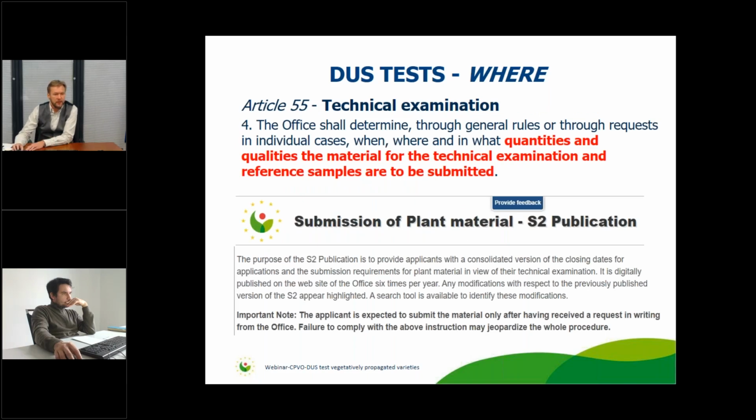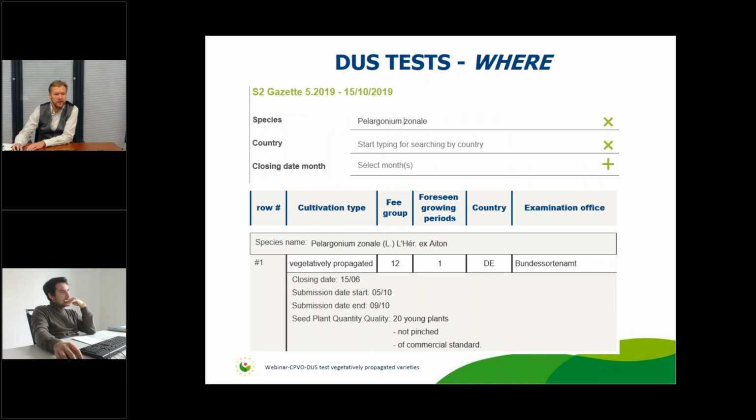Another important section on our homepage is the S2 publication. S stands for Special Gazette, 2nd edition. Here you find all information on the submission requirements for the material. Here I took the example of Pelargonium zonale. You can see it will be tested in Germany by the Bundessortenamt. One growing cycle is regularly foreseen. Here you have information on the fee.